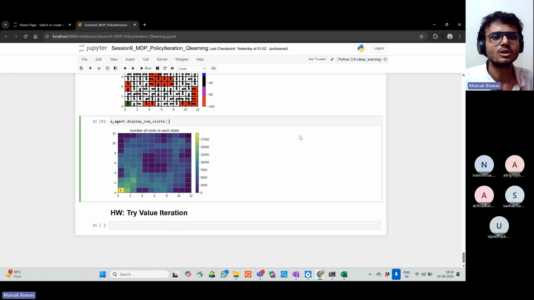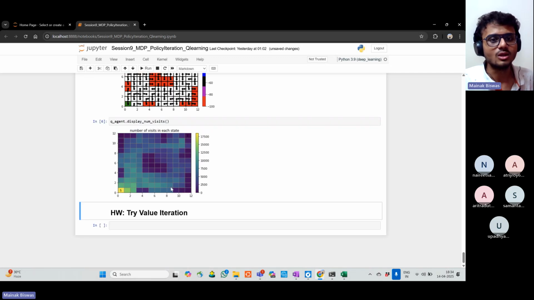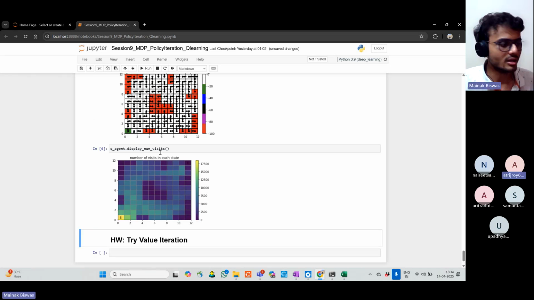But the most important thing here is the number of times the states were visited. Look at this. These states were visited much more often, which is what you want, right? You don't want the dangerous states to be visited because you don't want your agent to die. So you see clearly the Q-learning algorithm knows that these states are not supposed to be visited. Is that clear to everyone? Yes. It is able to find that out.